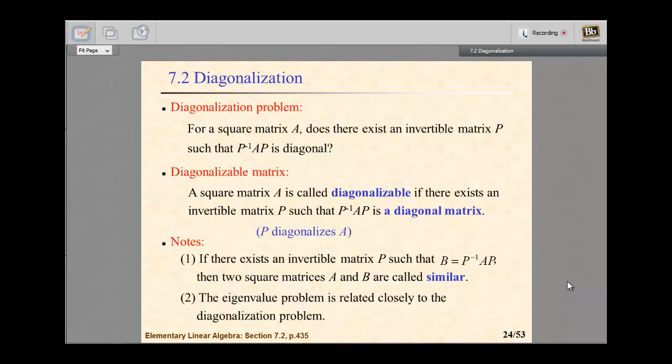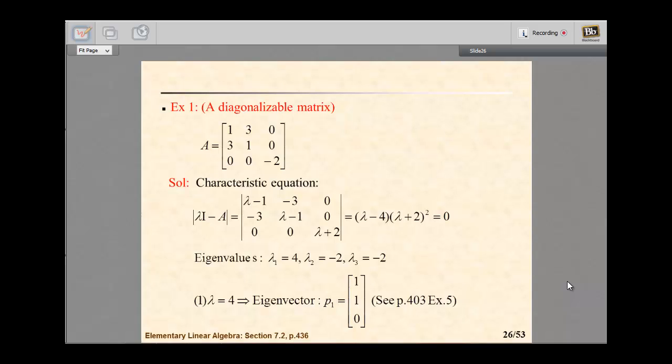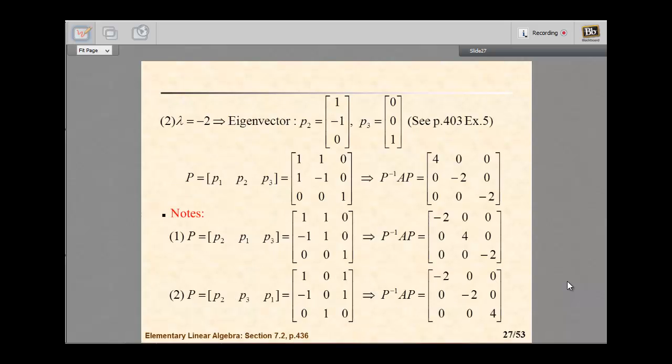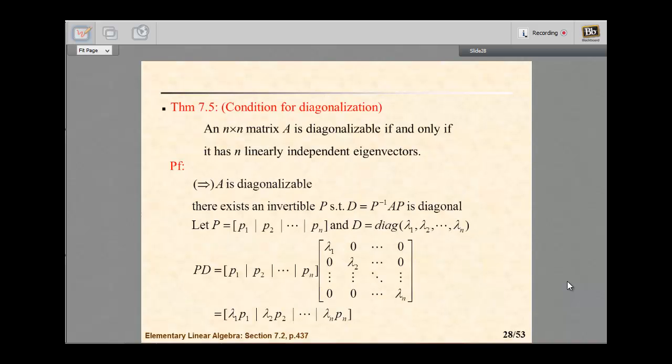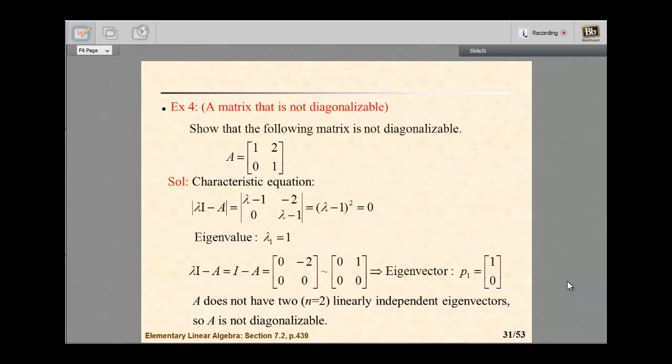Now up to here. Again there are some questions on diagonalization, which we will read already. There are some more questions on the diagonalizable matrix. You can see these, corresponding to the 3 eigenvectors. A matrix is not diagonalizable. Show that the following matrix is not diagonalizable.